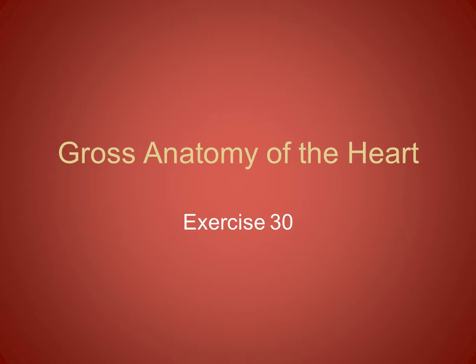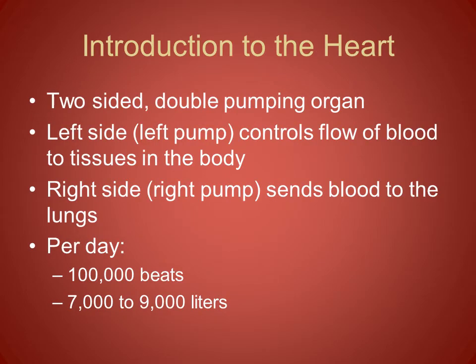Exercise 30 deals with the anatomy of the heart. So we're going to look at both the external anatomy as well as the internal anatomy. The heart is a pump. It's basically a two-sided pump. The left side is going to be pumping blood to all the tissues of the body except for the lungs, because the right side pumps the blood to the lungs and back.